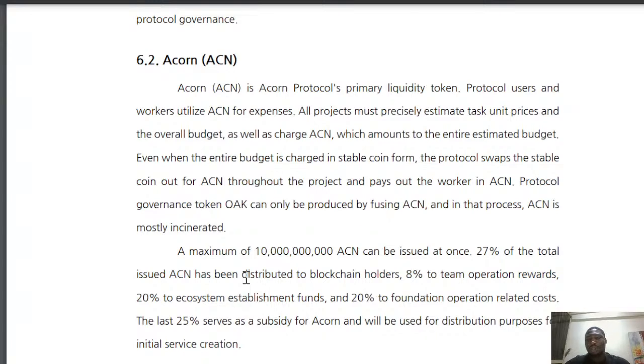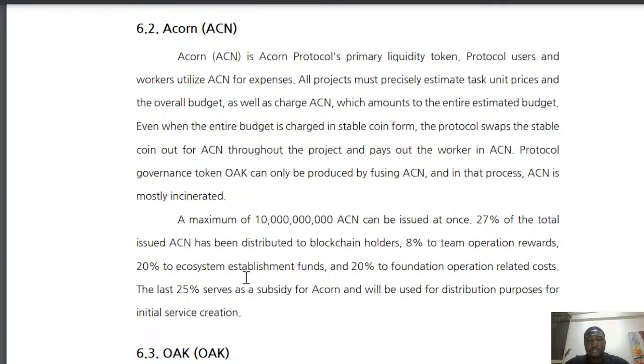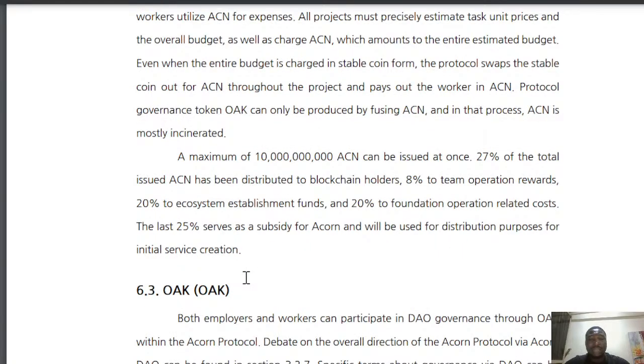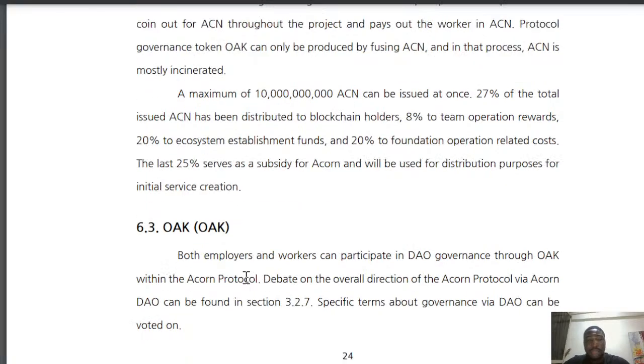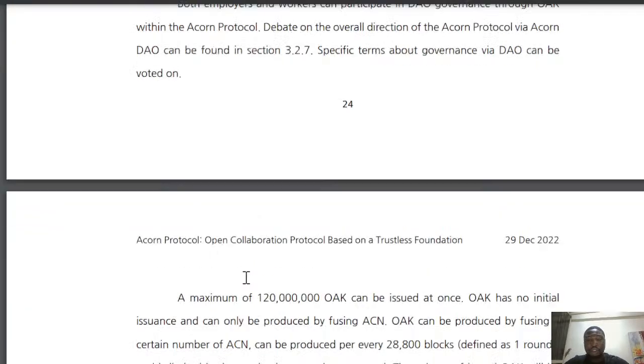Now the Acorn is the Acorn Protocol's primary liquidity token, and also protocol users' and workers' utility token, to understand the market and how to go about it. And also a maximum of 10 billion AC, that is the Acorn token, can be issued at once. 27% of the total. You can say this is just how the distribution goes.